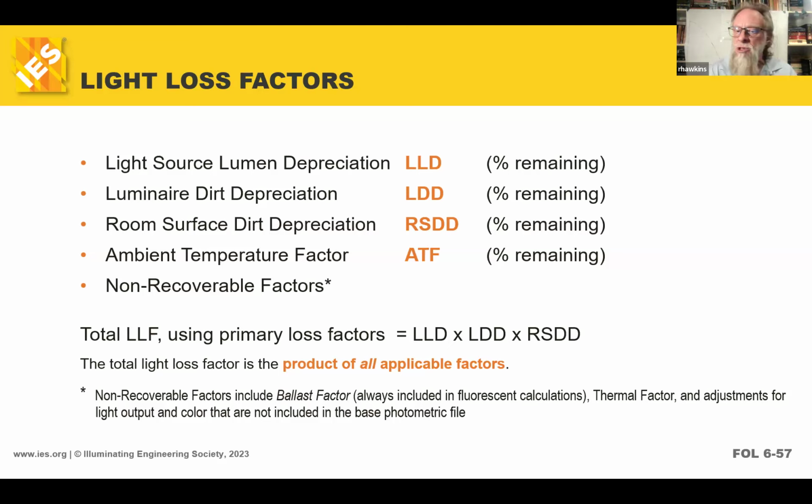Same thing goes for room surface dirt depreciation. Lots of people leave out both of those. They roll to the lumen depreciation number, and with LEDs, it's pretty high, and away you go. And then, you know, a year and a half down the road, there's less light than you wanted, and people want to understand why. And oh, that's it right there.